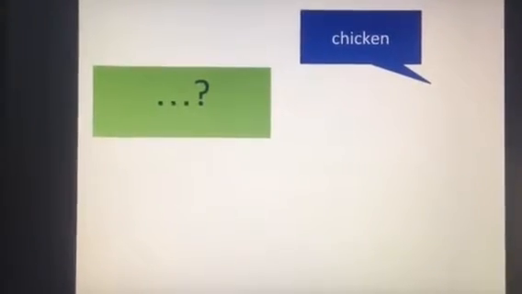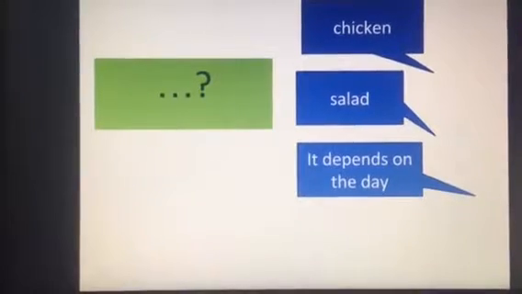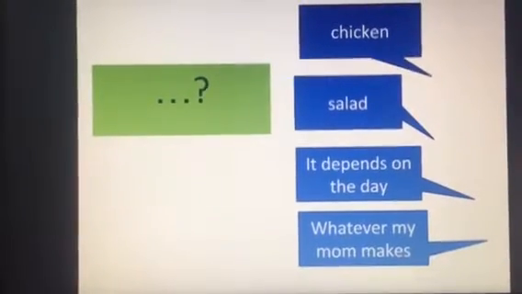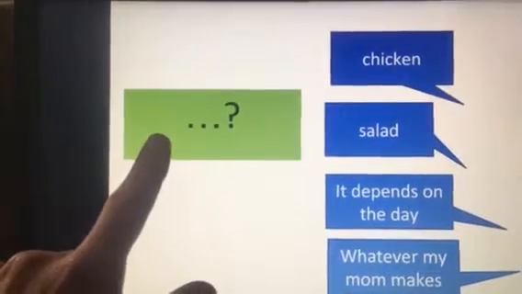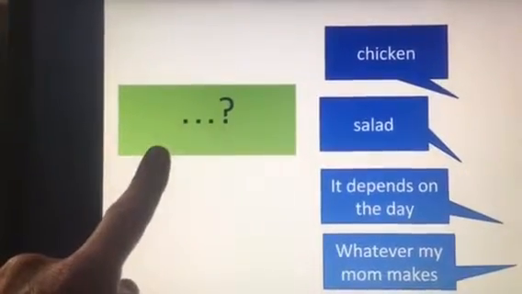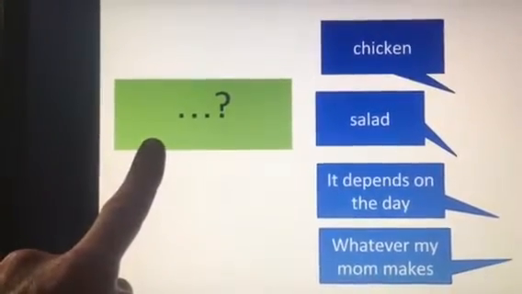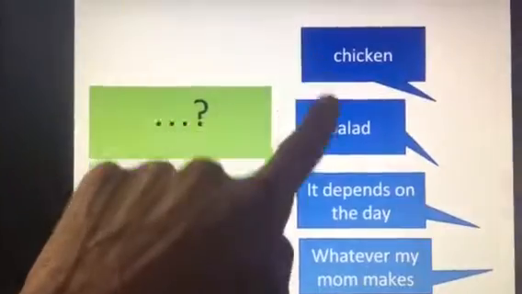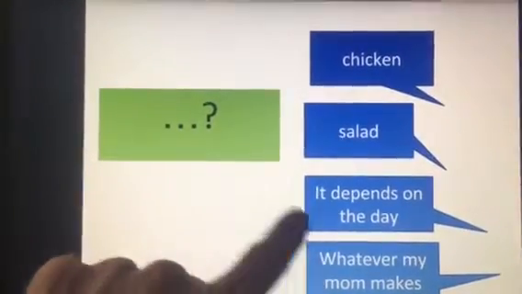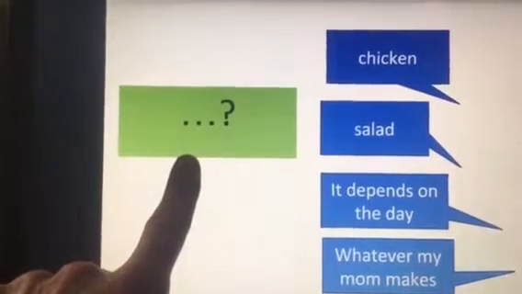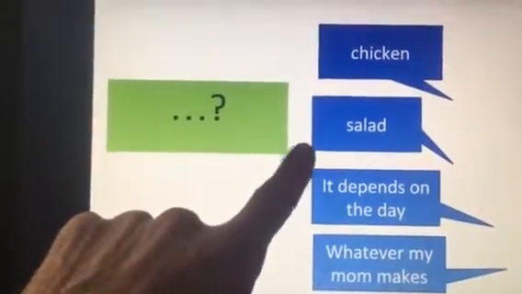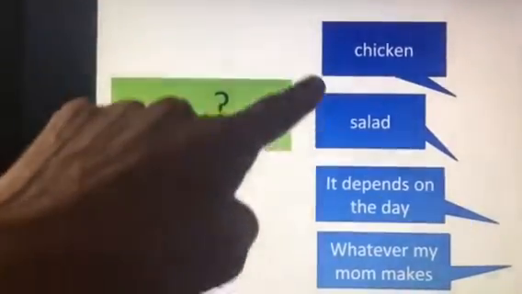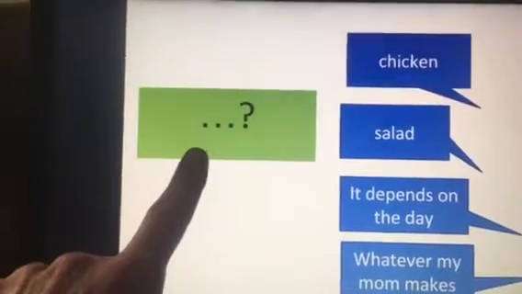Another example we do is chicken, salad. Someone says, it depends on the day, and someone else says, whatever my mom makes. So you're using this information to say, what could this question be? Now, we talk about how there's no way in the world this could be a where question or a who question, right? This has to be a what question because every answer is a logical response to a what question. So then they would have to infer, okay, it's talking about food, so what do you like to eat maybe, or what do you eat for lunch? These are logical questions to form this.